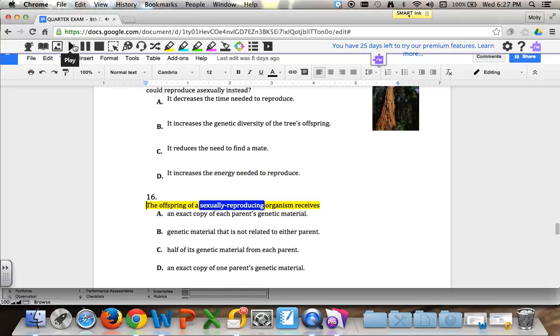The offspring of a sexually reproducing organism receives A. An exact copy of each parent's genetic material. B. Genetic material that is not related to either parent. C. Half of its genetic material from each parent. D. An exact copy of one parent's genetic material.